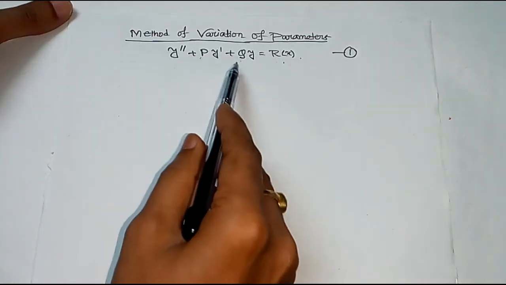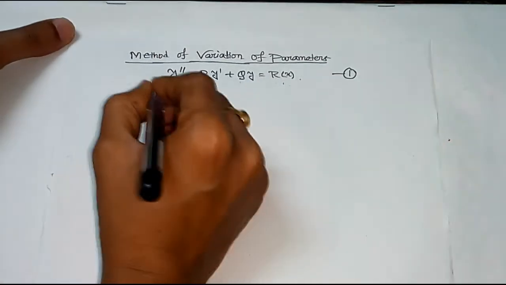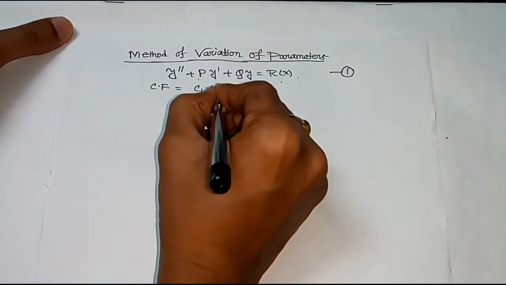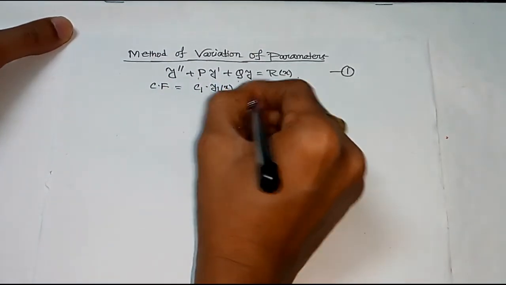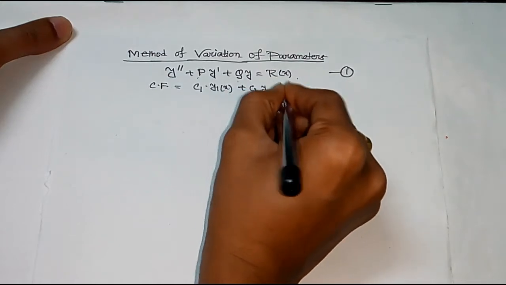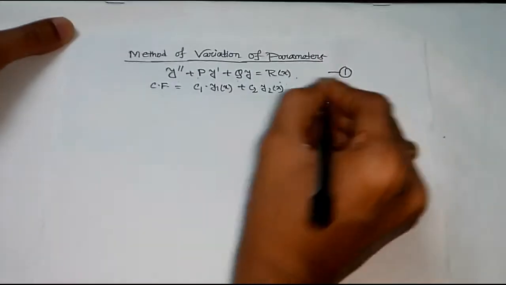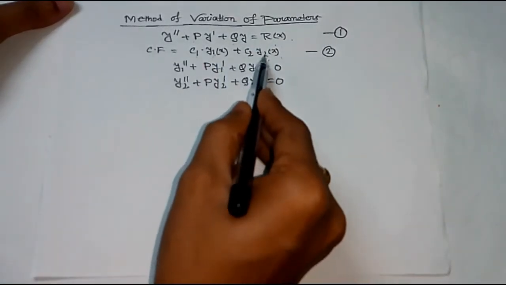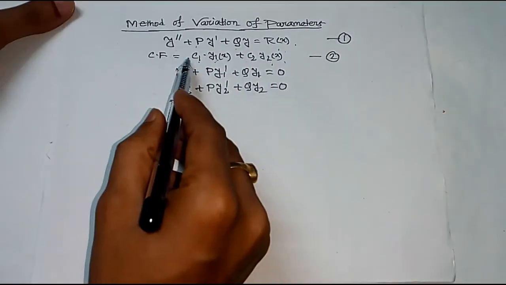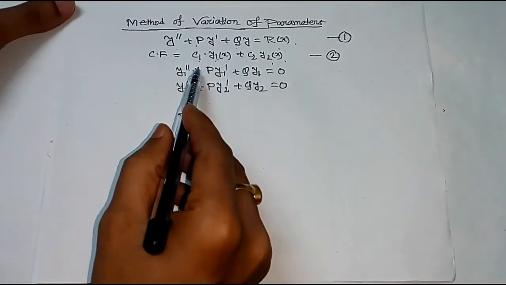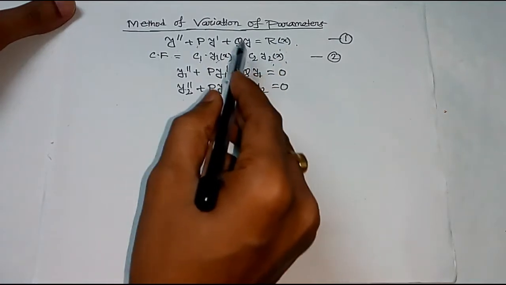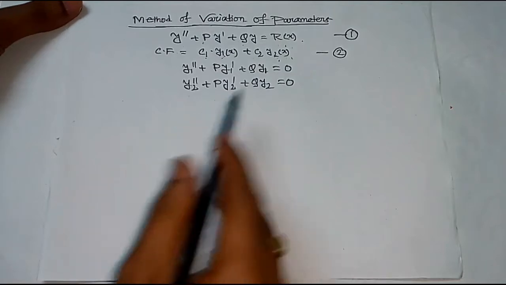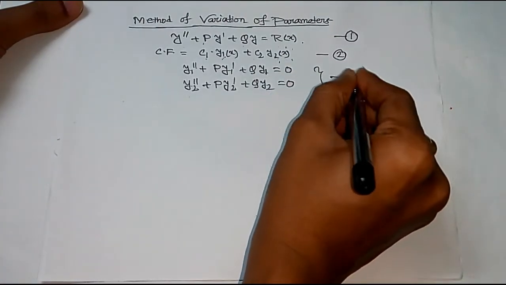So the first task is to find the complementary function. Suppose somehow we have obtained the complementary function, which is equal to c1 into y1(x) plus c2 into y2(x). Call it equation number 2. Now since this is the CF, y1(x) and y2(x) must satisfy the reduced equation. That means if we take the right hand side equal to 0, then the solution of this equation will be equal to this. So we jointly call both these equations number 3.